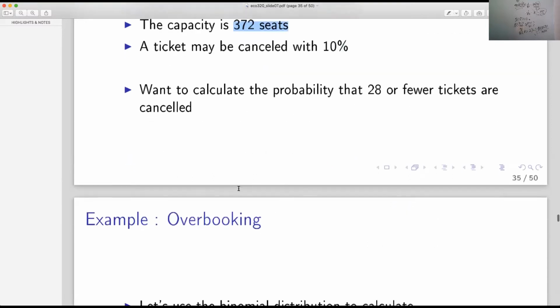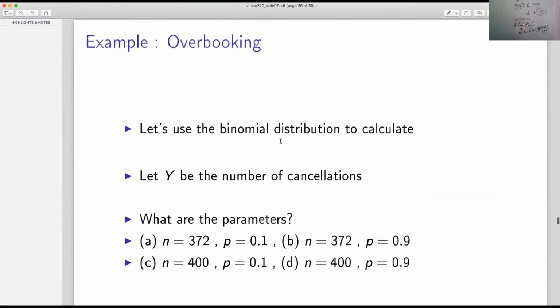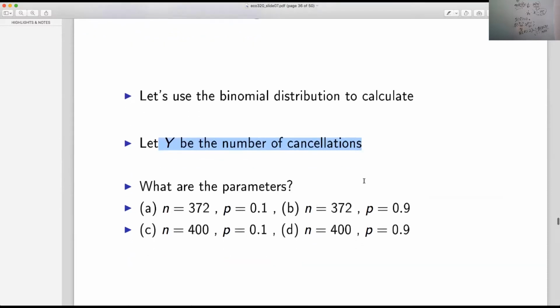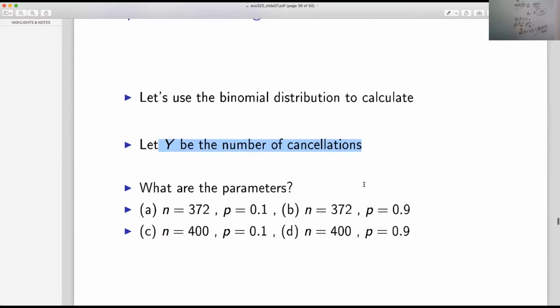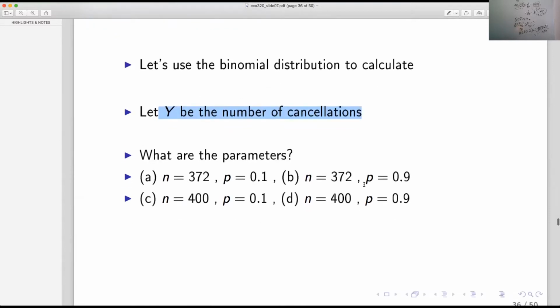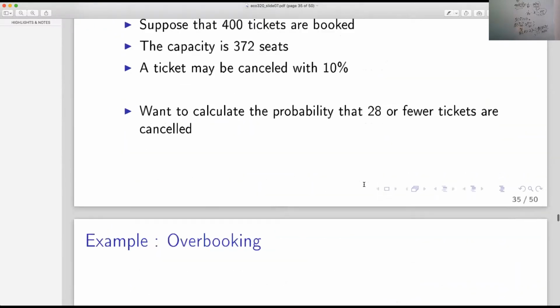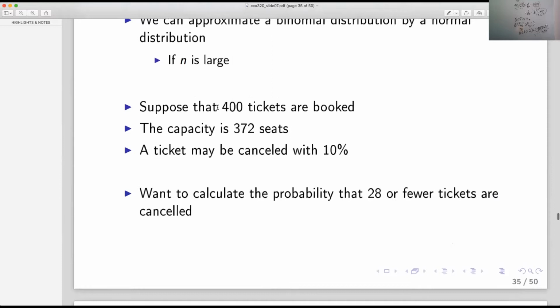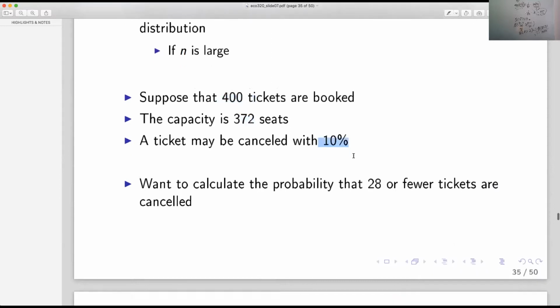So let's use the binomial distribution to calculate, and let Y be the number of cancellations. What are the parameters? We learned this intensively in chapter 5, and it was also part of the first question in the homework, as well as the midterm. So what are the parameters? How large is the sample size? 400, right? And we have a probability of this.